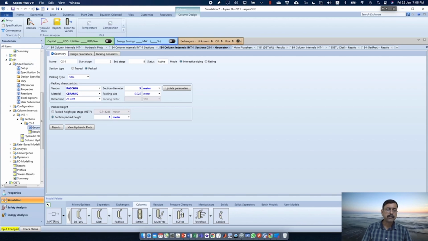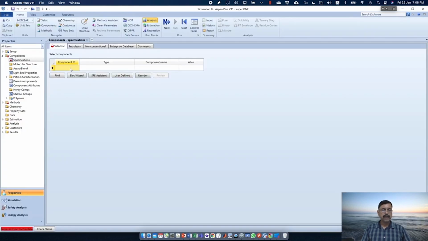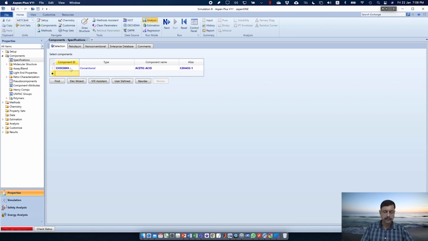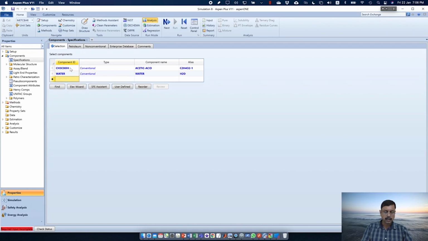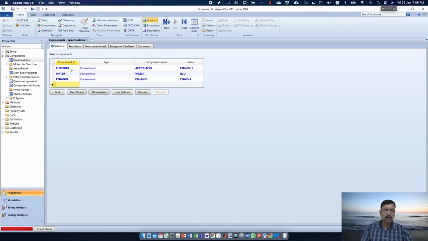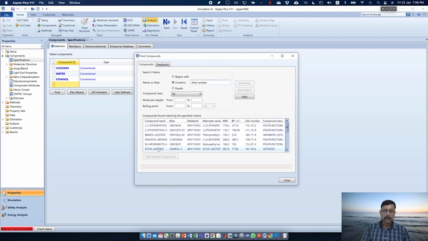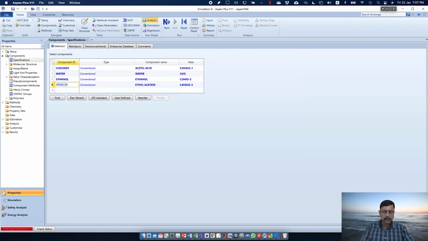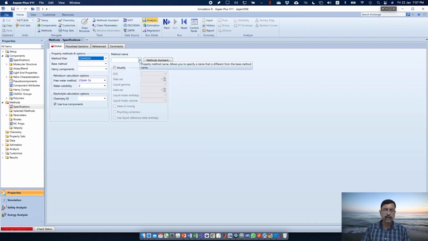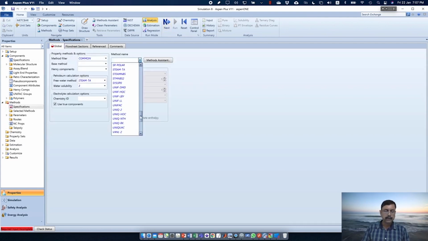For that, let us open a new simulation. So we have first component acetic acid. We can write in this fashion. This is acetic acid, water, ethanol, and then ethyl acetate, find ethyl acetate. So this one you choose, add selected compound. Let us rename it as ETH-S. Press next. We will use UNIFAC method because that is the best property method for this kind of system.